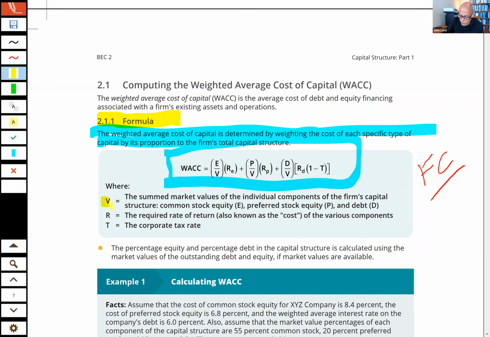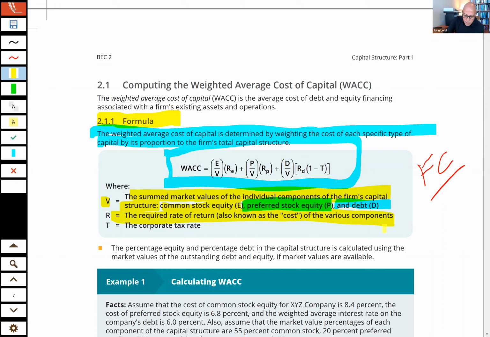The value, V, is going to be the sum of the market values of the individual components of the firm's capital structure. So we're going to add together the portion that is common stock, which we are labeling E, that's equity, the preferred stock, which we are labeling P, and the debt, which we are labeling D. Then we will add E plus P plus D together, and that will equal V. Then we're going to deal with the required rate of return on each one of these elements. That's the R: RE for equity, RP for preferred stock, RD for debt.